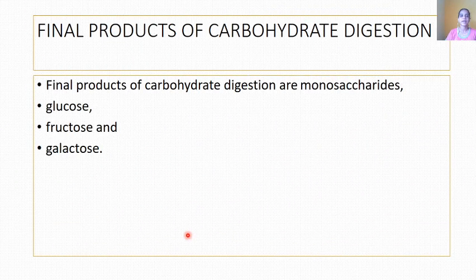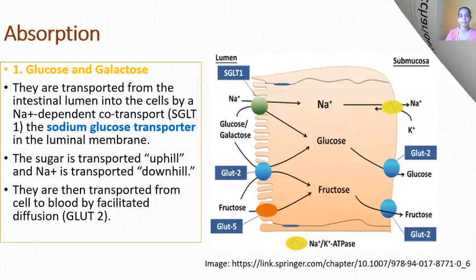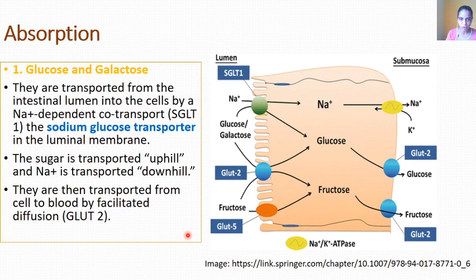Okay, so by the end of the chemical digestion, these are the three sugars that are available. Now they'll have to be absorbed. So what is absorption? Absorption is the process of transporting the simple forms of the nutrients across the membrane towards the circulatory system. It is the process of transporting the nutrient from the lumen of the intestine to the circulatory system.